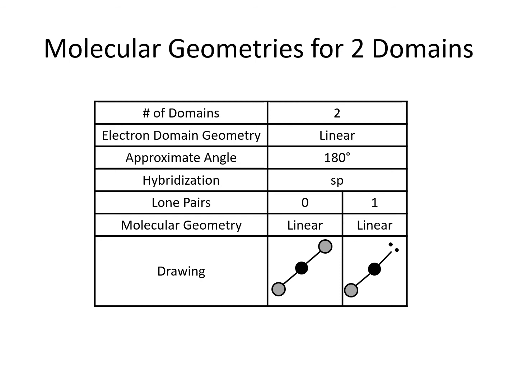If the molecule has 2 domains and one of them is a lone pair, that means there are just 2 atoms total in the molecule. 2 points make a straight line, so the descriptive molecular geometry name is also linear for this type of molecule. Anytime that we're left with 2 atoms, the molecular geometry will be linear, so I will leave those types of molecules off the following slides.